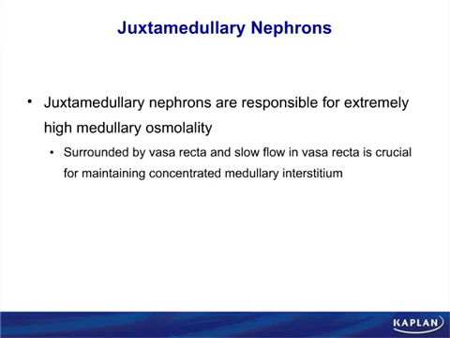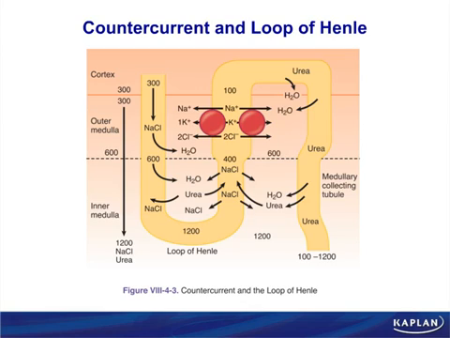But this also means that the kidneys are prone to ischemic damage in low flow states because of the slow flow through the vasorecta. Here is a diagram of the loop of Henle.